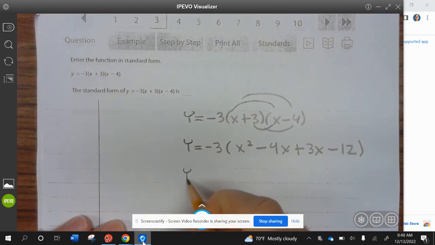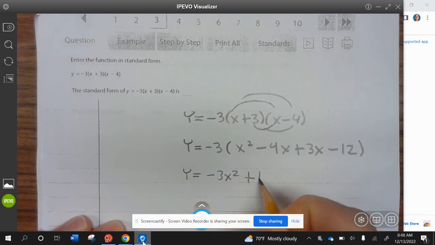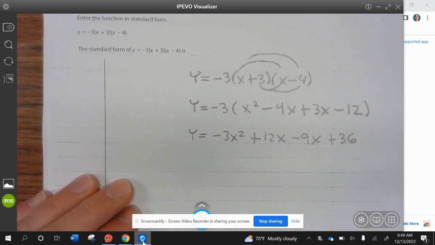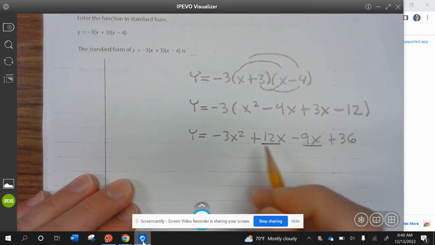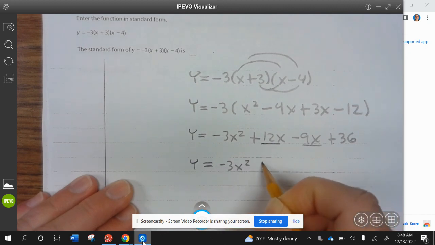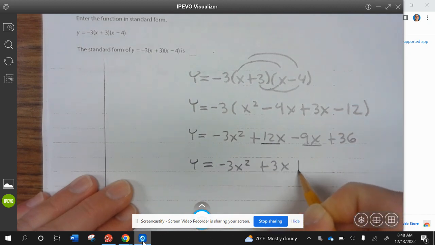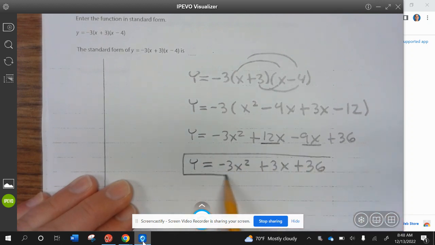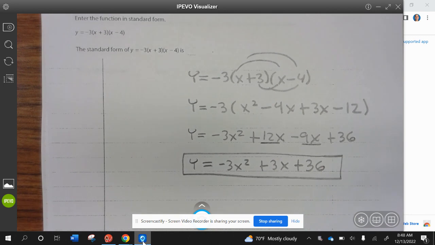All right, so now we're going to distribute the negative 3. So y equals negative 3x squared plus 12x minus 9x plus 36. We're going to combine the x's. So y equals negative 3x squared plus 3x plus 36. All right, go ahead and finish up example 3.